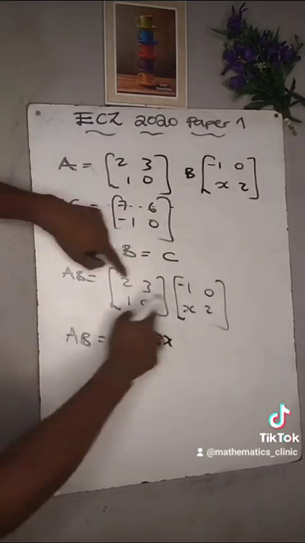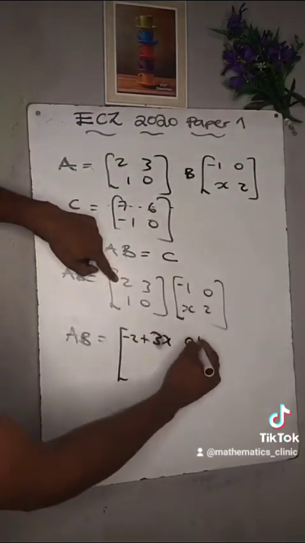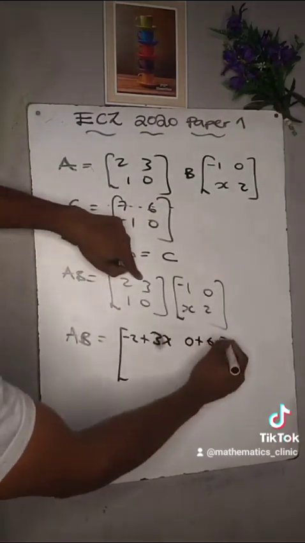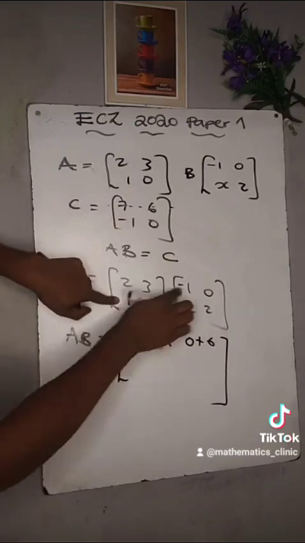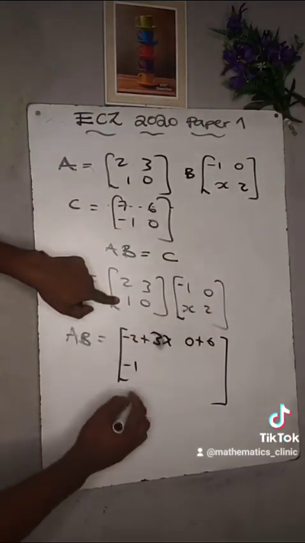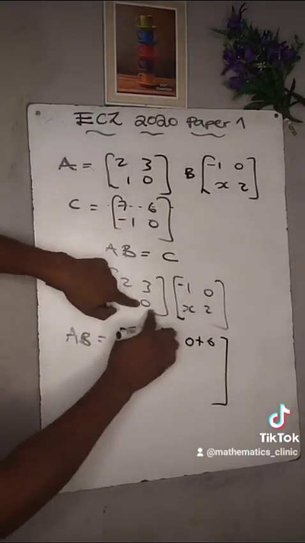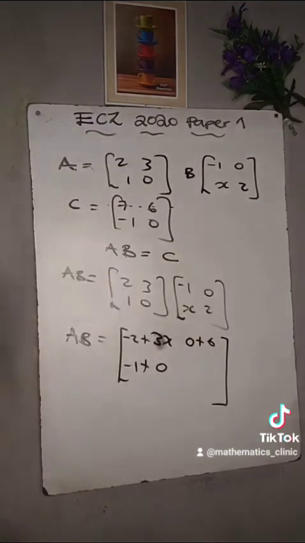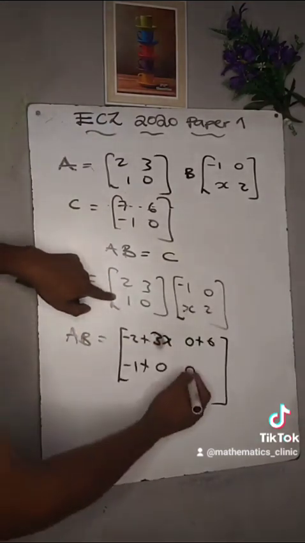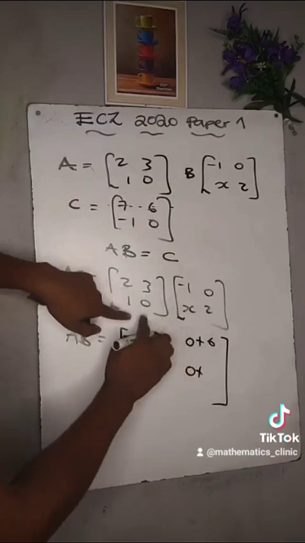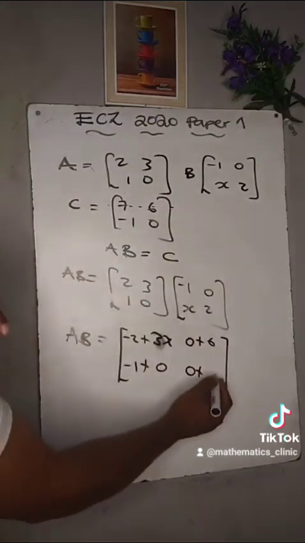Then we come to the other. 2 times 0 is 0, plus 3 times 2 is 6. We come here. 1 times -1 is -1, plus 0 times x is 0. 1 times 0 is 0, plus 0 times 2 is 0.